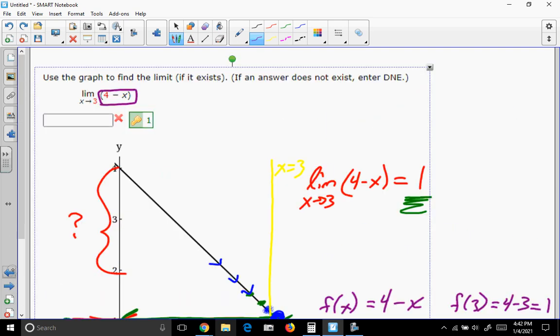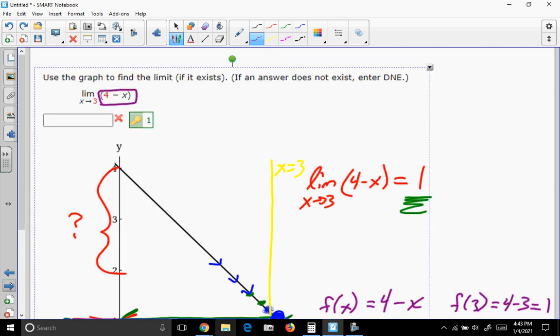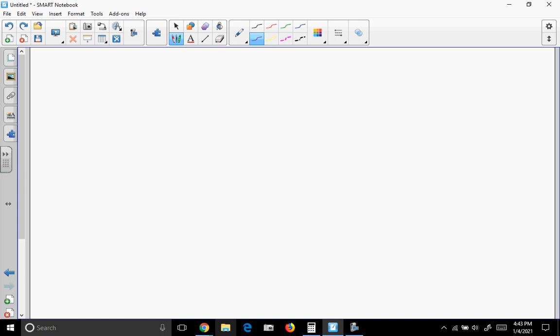The more times you do it, the more it makes sense, and you're like, okay, that's not so bad. The easiest way to make sense of this is to go back to a table. Make yourself a table and plug numbers in closer and closer to something and see what your function is doing. We'll do that with one more example. Let's look at the example x squared minus 4 over x minus 2.